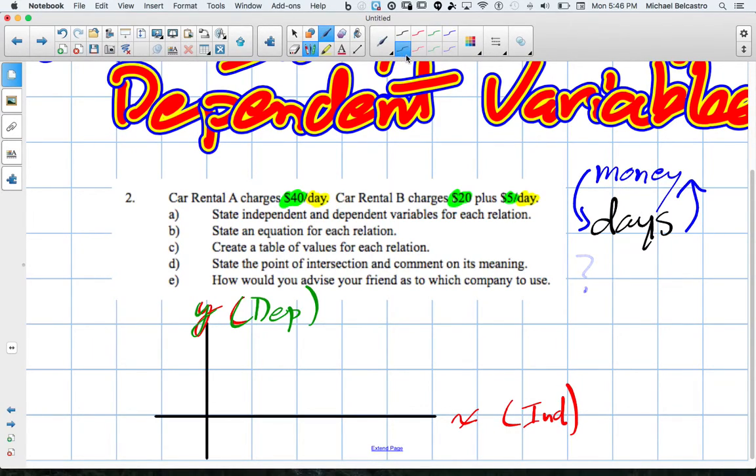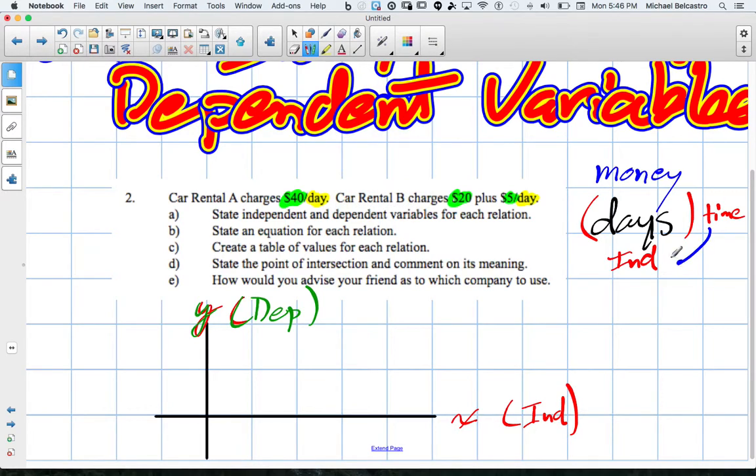Really, our days are independent. Days deal with a variable called time: minutes, hours, seconds. Anytime a variable is time, 99% of the time that's going to be your independent variable. Money is just money, so money can't actually affect time. If I put $1 billion down, time still passes the exact same. There are very few things that can affect time, so time's always going to be our independent.